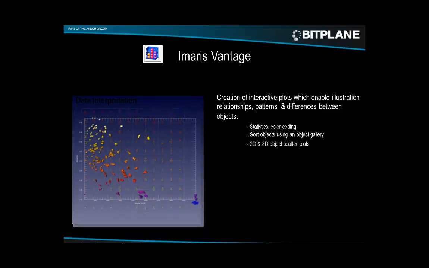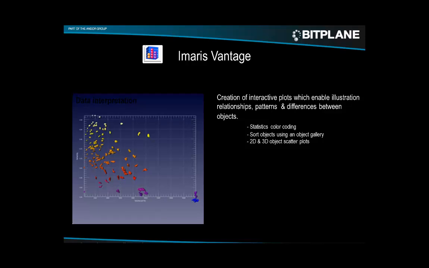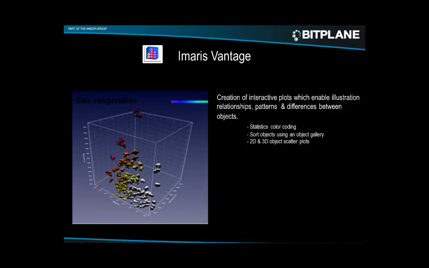Now, it is also possible to generate a 2D graph of the segmented objects to see two parameters at the same time, such as the volume and their sphericity. Following the same idea, I can have a 3D graph to inspect one more parameter.